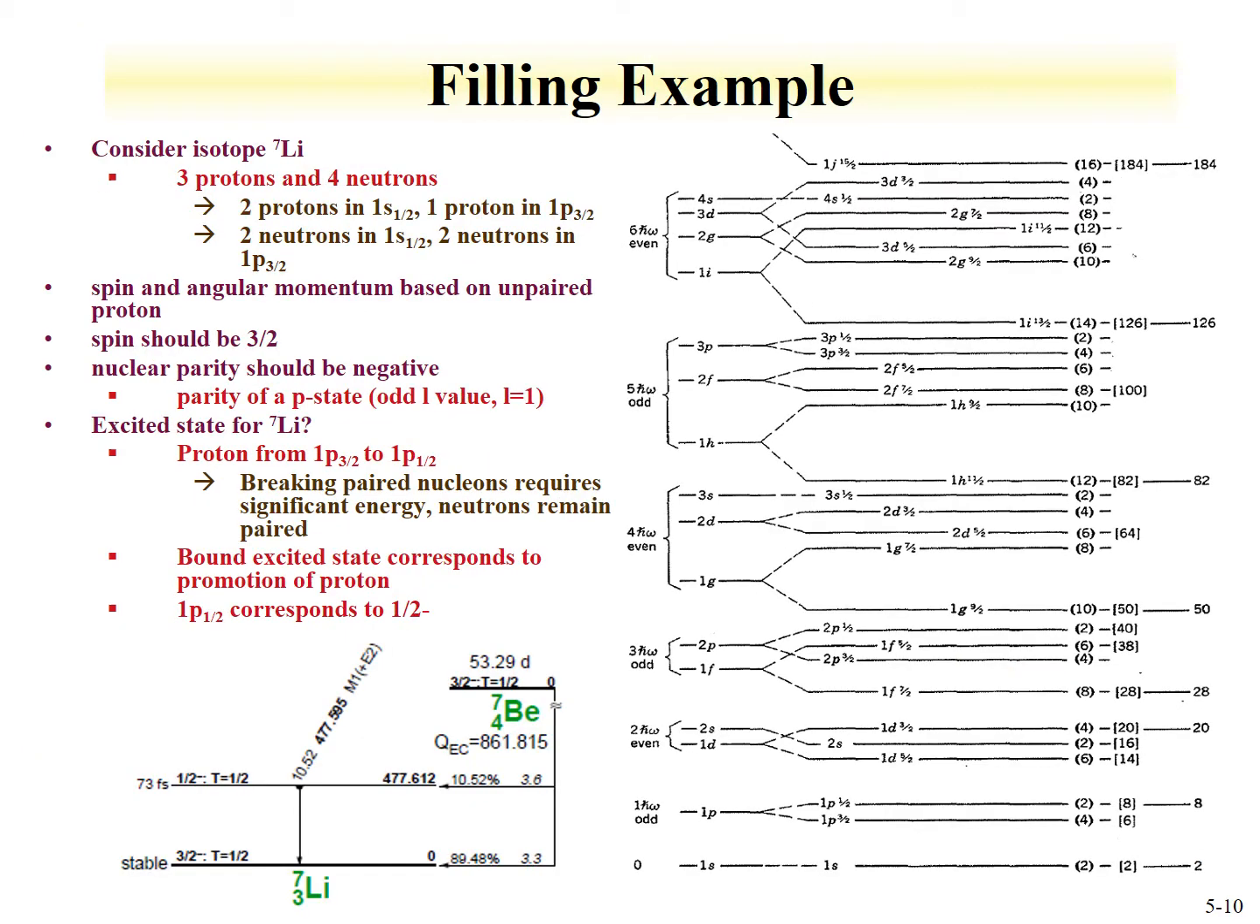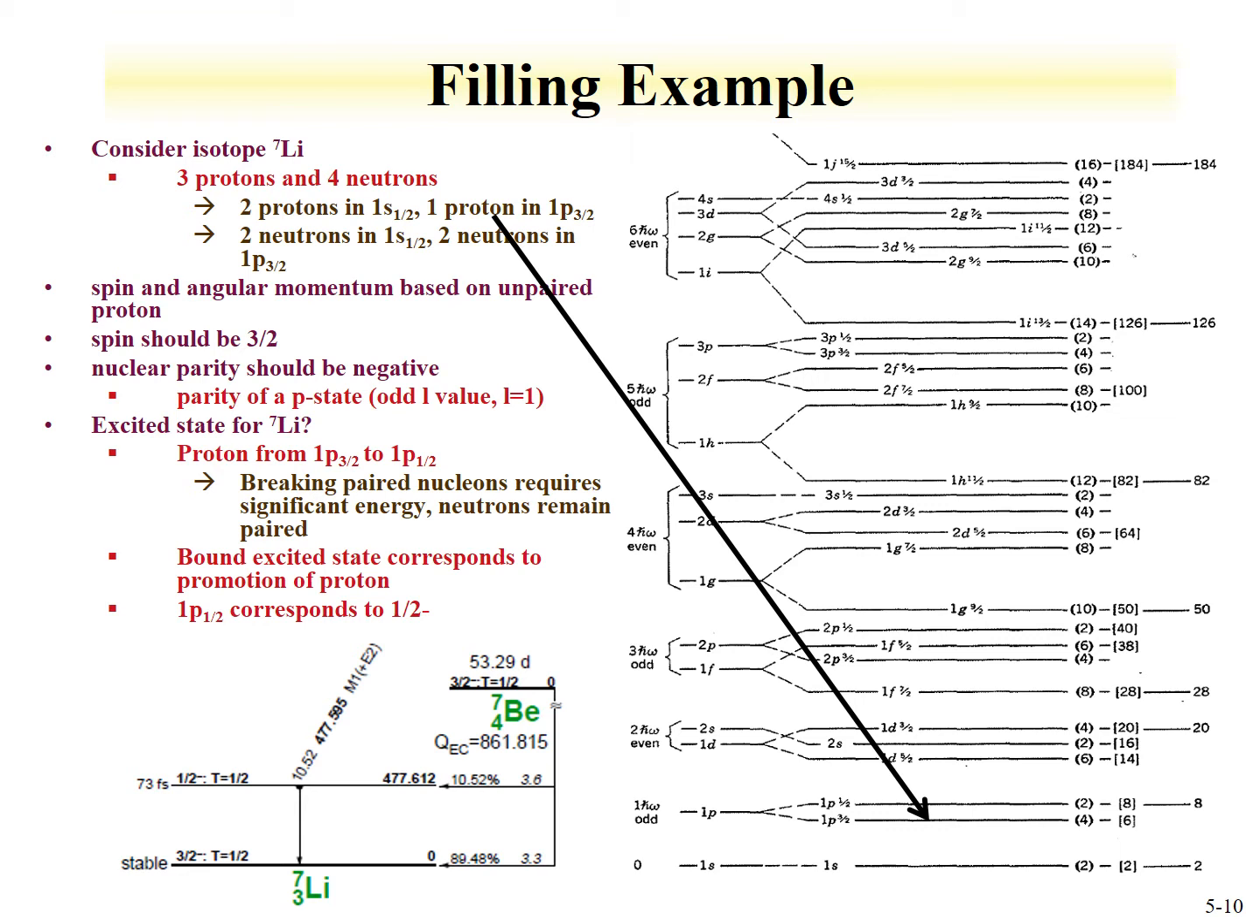Let's consider lithium-7: 3 protons, 4 neutrons. The proton number is odd, so the odd proton is going to define the behavior of the nucleus. And we see that this one unpaired proton, the third proton, lives in this 1p 3/2 level, right? Because I can put 2 protons here, the third one is here. So the spin and parity are based upon this unpaired proton.